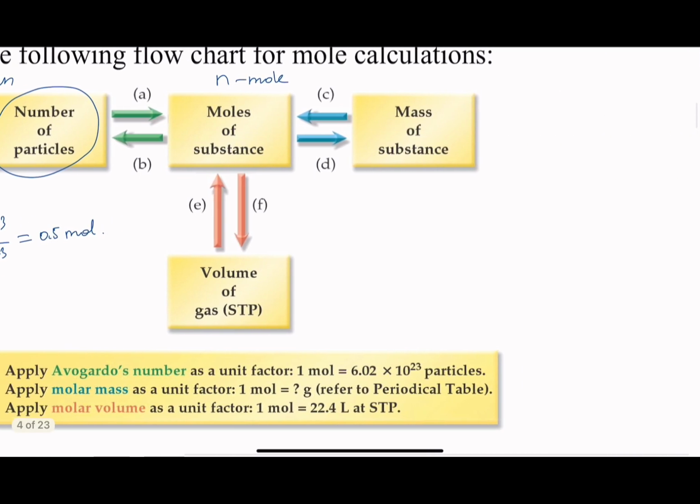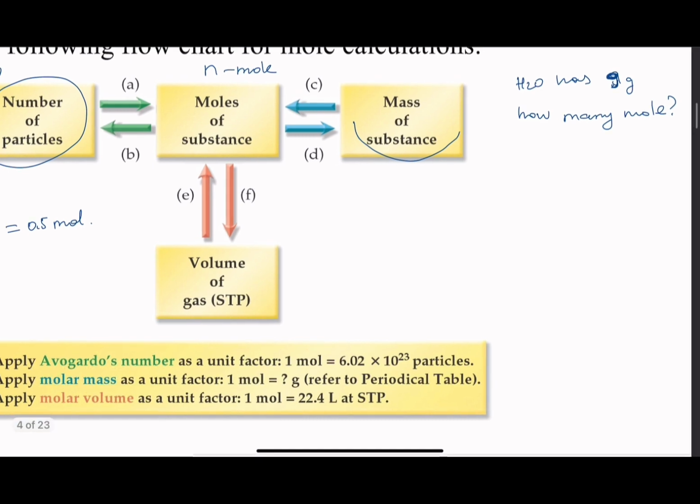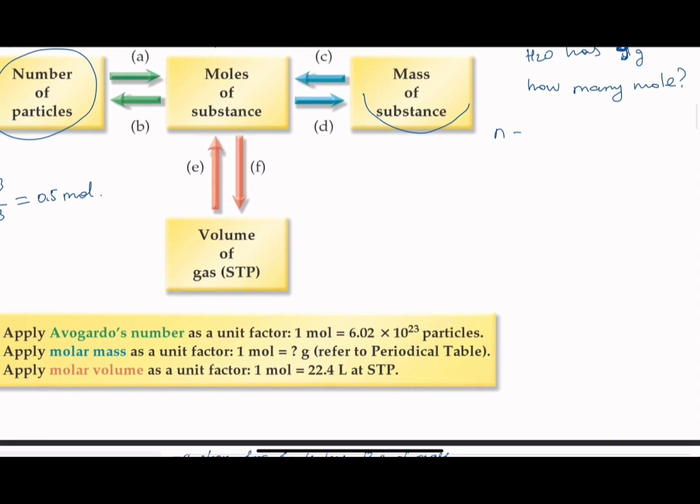Now I'm going to show you how you can find it with the mass of a substance. Let's say you're given that your water, H2O, has 9 gram. It's given to you, 9 gram of water, and you need to find how many mole that is. In this case, you're going to be using this formula: n equals mass divided by molar mass.